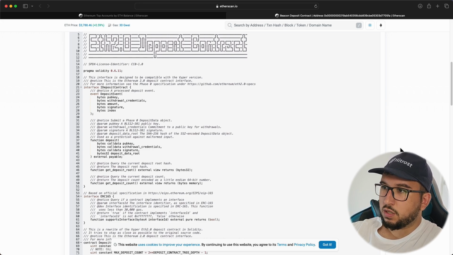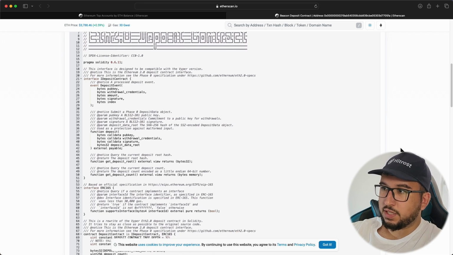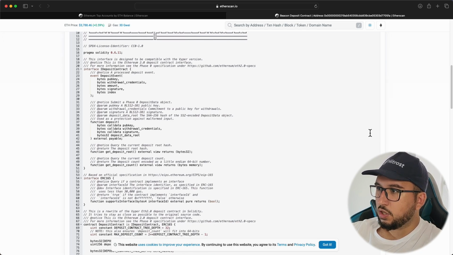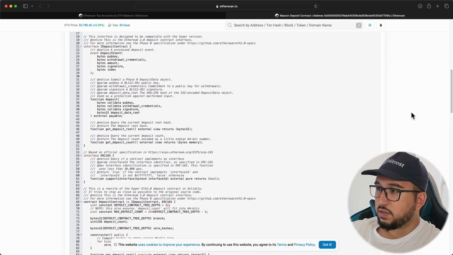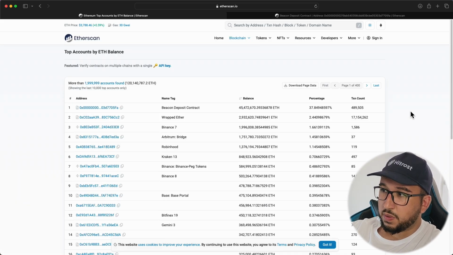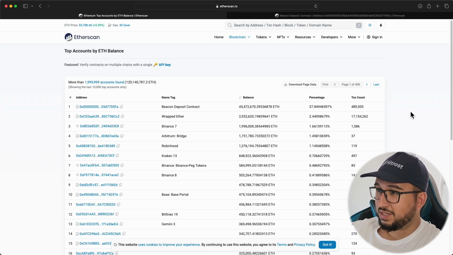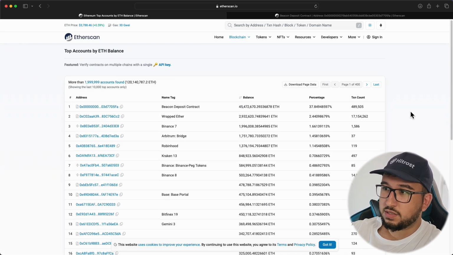It's a place where validators lock up their Ethereum as a security deposit to participate in the network's consensus and earn rewards. How much Ethereum is locked up in this contract? Currently, it holds an impressive 37% of the entire Ether supply.